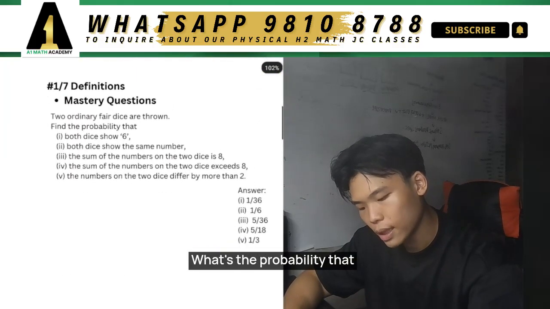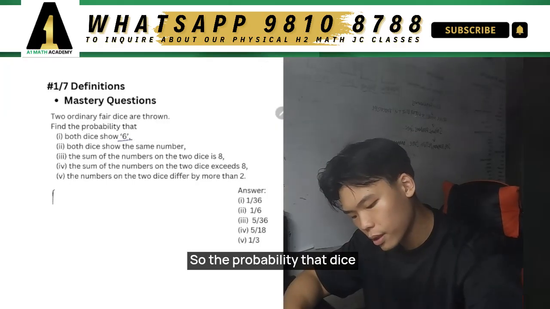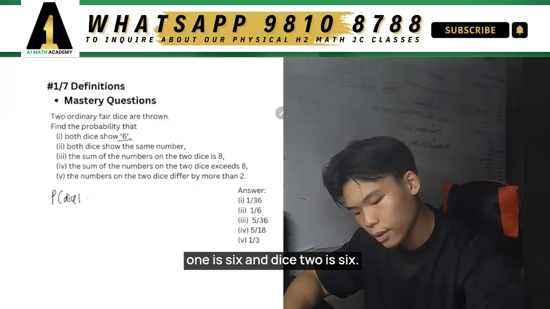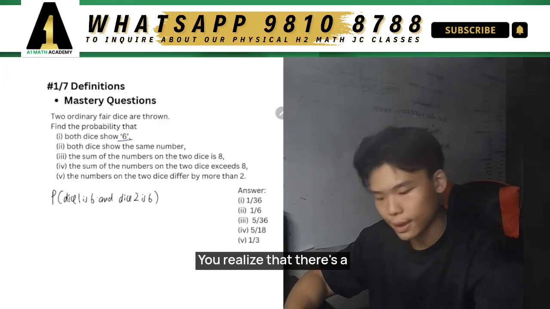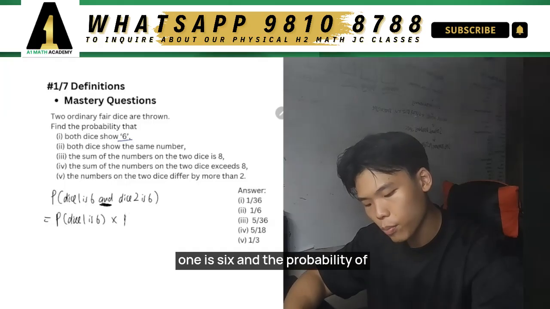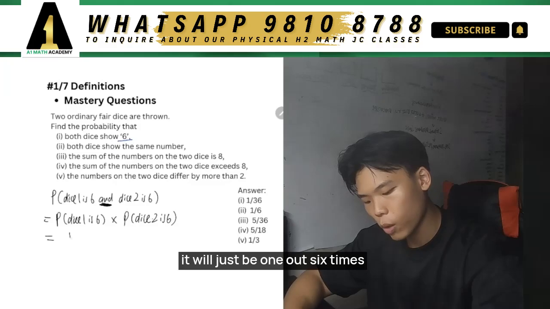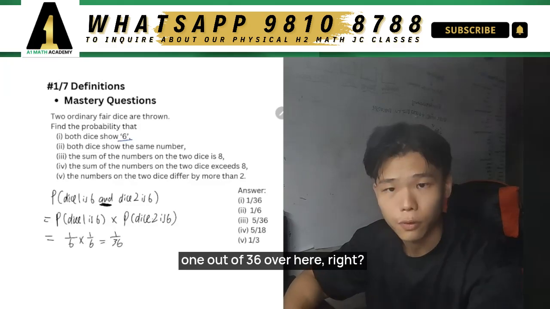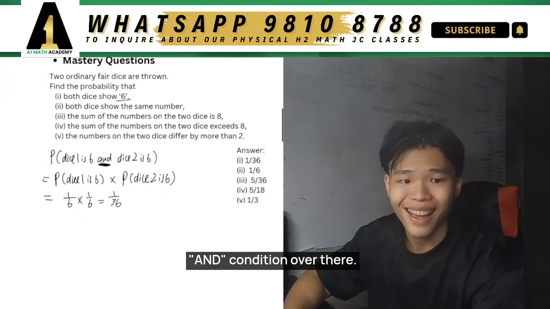So back to here, what's the probability that these two dice show 6? So the probability that dice 1 is 6 and dice 2 is 6. You realize that there's a keyword and over here, and therefore it's the probability of dice 1 is 6 and the probability of dice 2 is 6. And therefore it will just be 1 out of 6 times 1 out of 6. It gives me 1 out of 36 over here, because we want both to be 6 and therefore it's an AND condition.